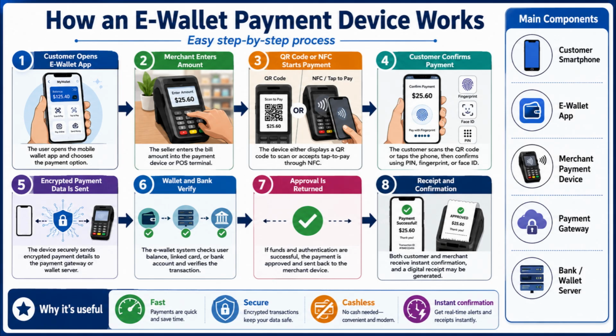Next, the e-wallet system verifies the transaction by checking the wallet balance, linked card, or bank account. At the same time, the system confirms that the user is authorized to make the payment. Then, if the balance is available and the authentication is successful, the approval is returned to the merchant payment device. This tells the seller that the payment has been completed successfully.